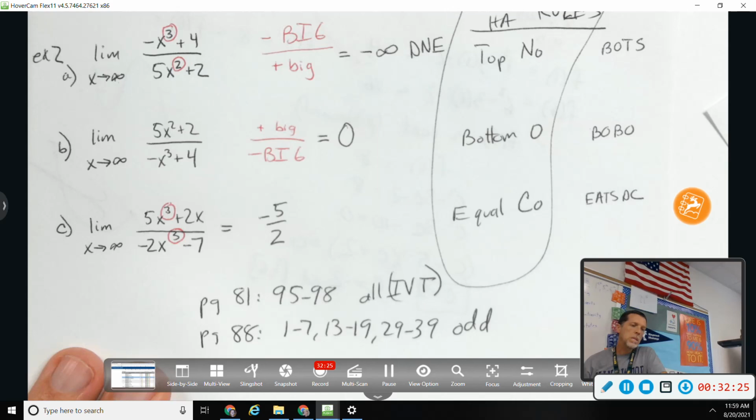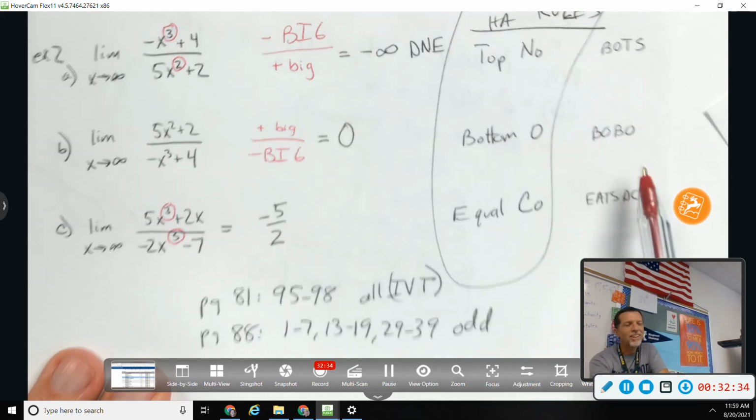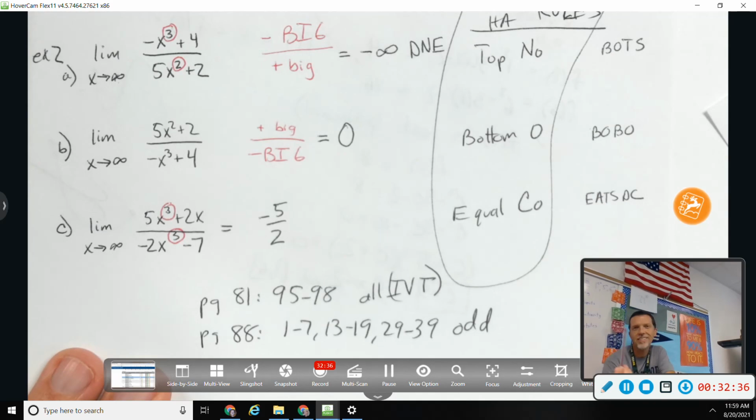Is that eats? Exponents are the same, divide the coefficients. So it makes a funny saying if you read it the other way, Bobo Bot eats DC. Or top no, bottom O, equal co. It's the same thing.